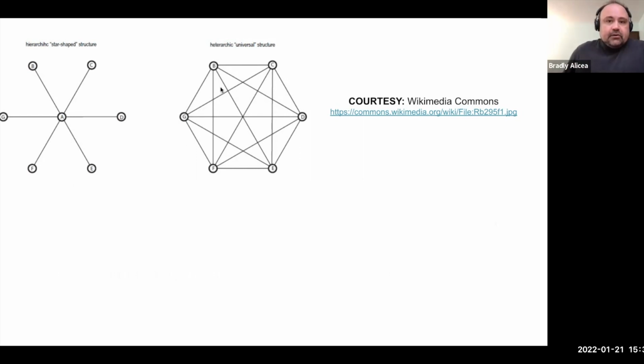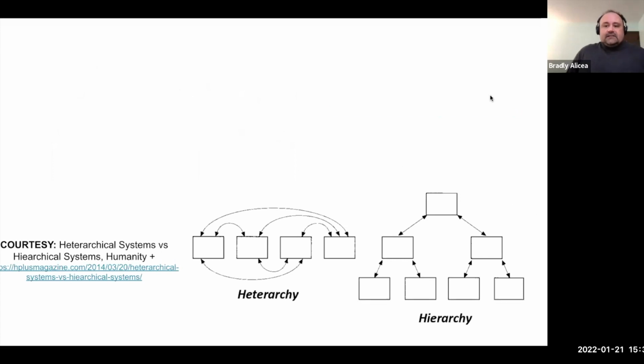So these are examples of hierarchical networks here versus heterarchical networks. This is a hierarchy versus a heterarchy. And another example of this, where you have the structure of a tree versus the structure of a flat system.